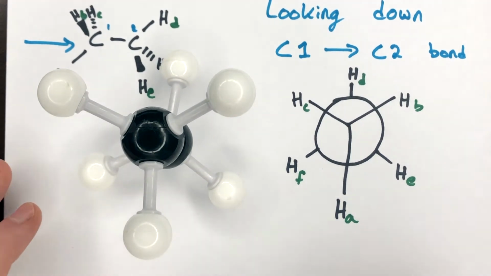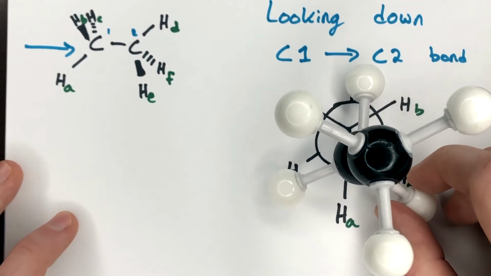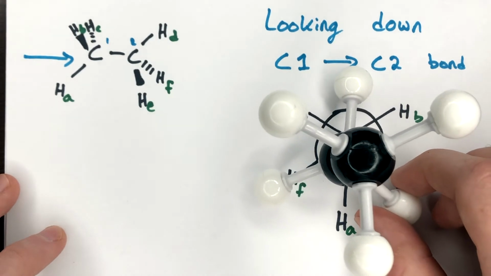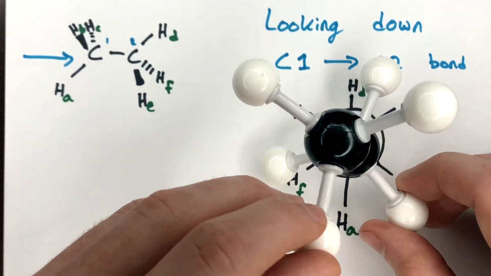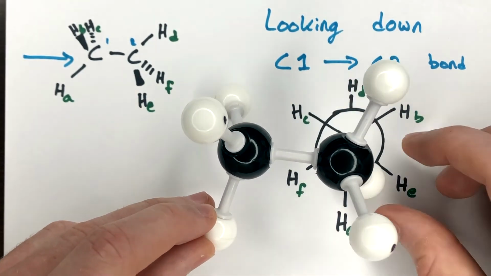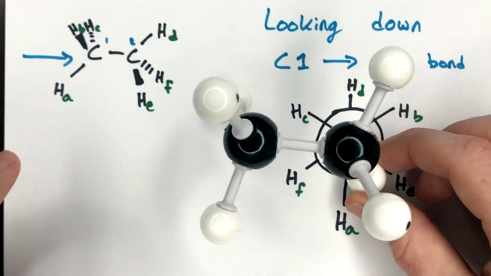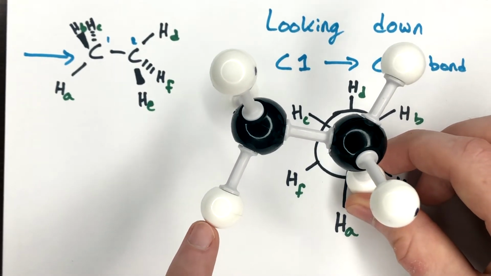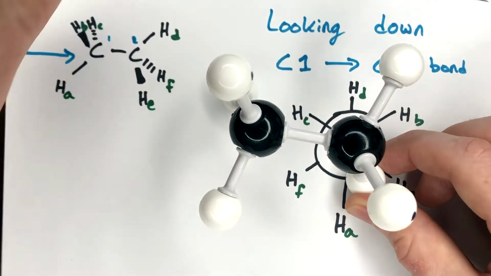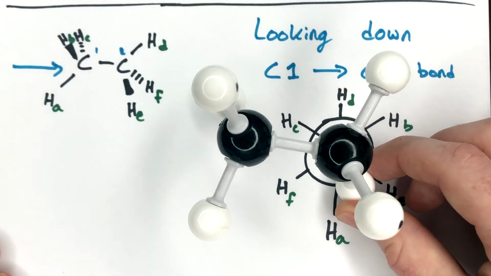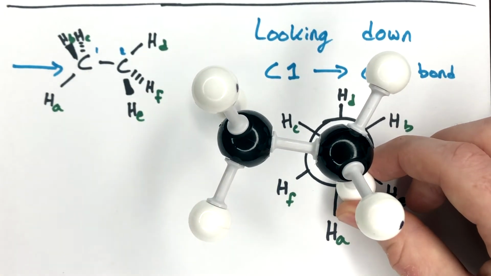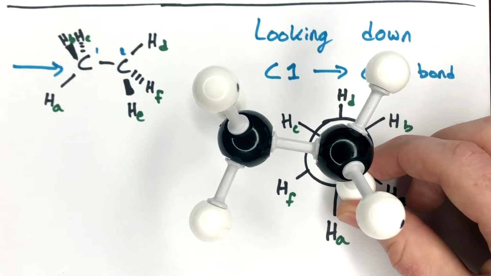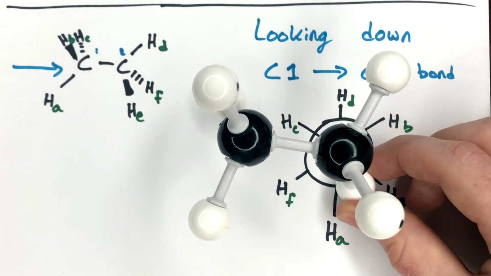Okay, so now one more time, we'll go from the Newman to the skeletal. Simply, all you're doing is rotating the molecule such that you're looking at it from the side now. And when you do this, HA is down and in the plane. HD is up and in the plane. HB is out of the plane. HE is out of the plane. And HC and HF are in the plane.